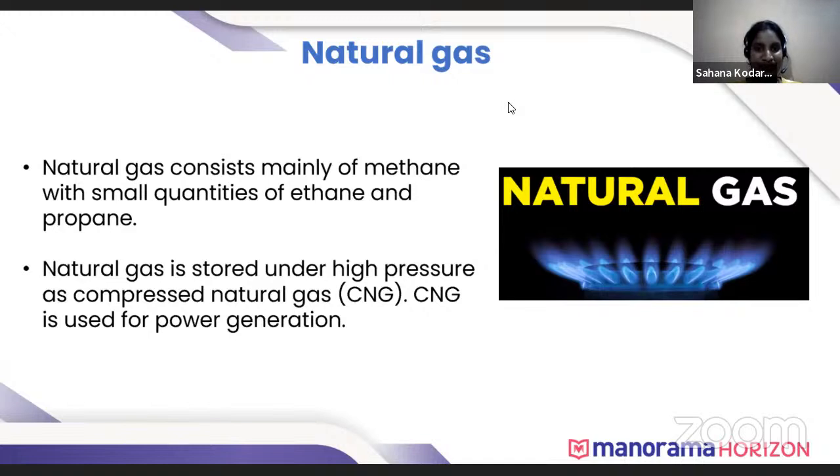Okay. Natural gas. Natural gas consists mainly of methane with small quantities of ethane and propane. The main component of natural gas is methane. Natural gas is stored under high pressure as compressed natural gas. You all have heard about CNG. CNG is nothing but compressed natural gas. This CNG is used for power generation.